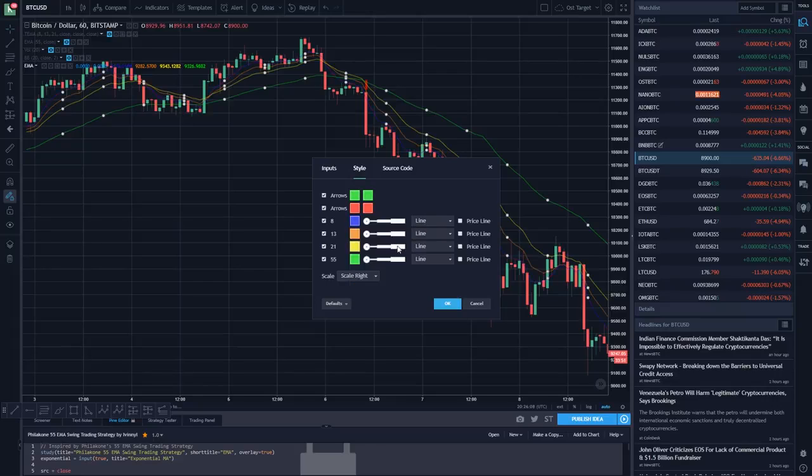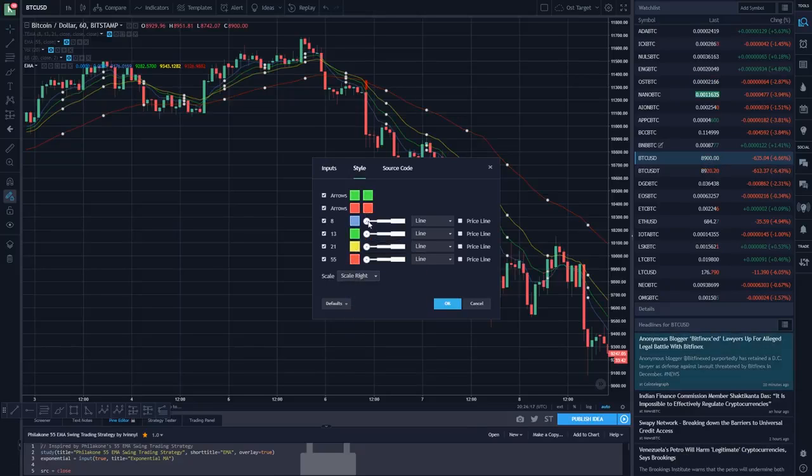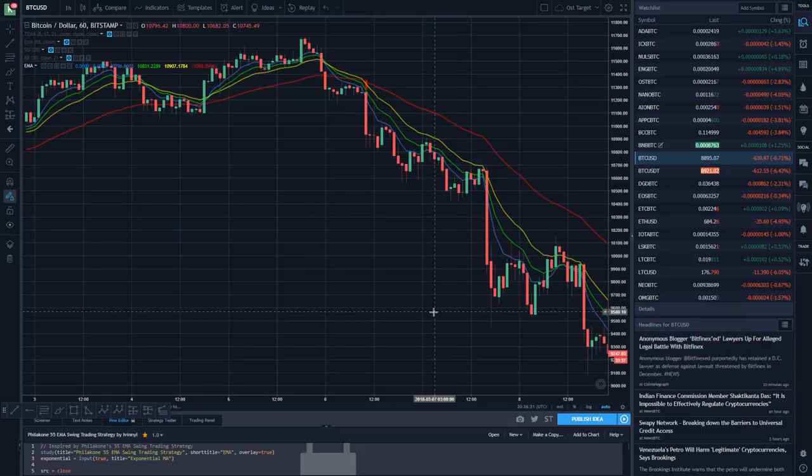So for me, I liked having blue. Make that a lighter blue. I liked having, and then stoplight. So green, yellow, which is perfect, and then red. That's how I like that. I made it a little bit thicker, just like that. Boom. Perfect. So this is now going to show you the moving average strategy.